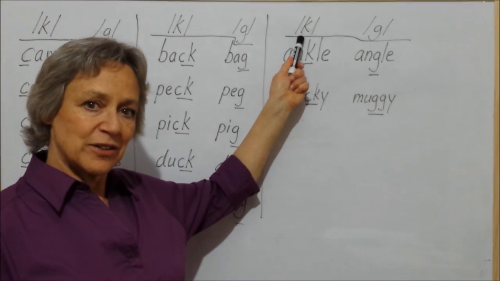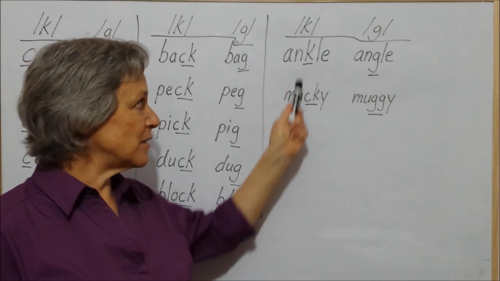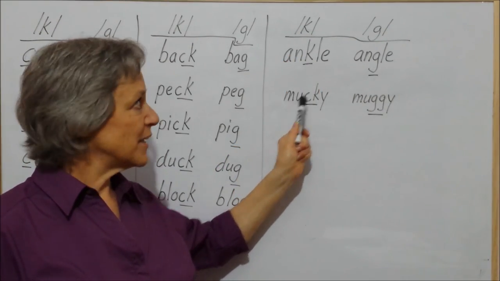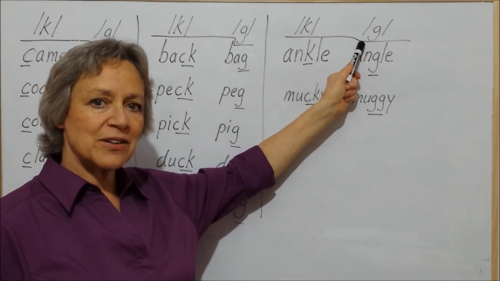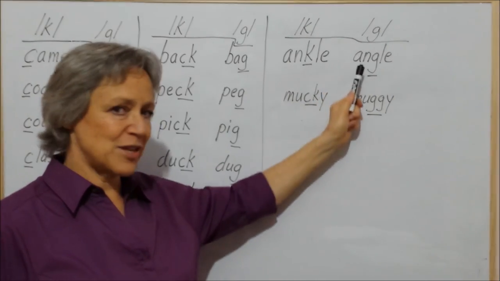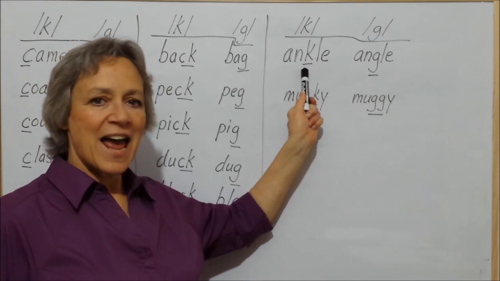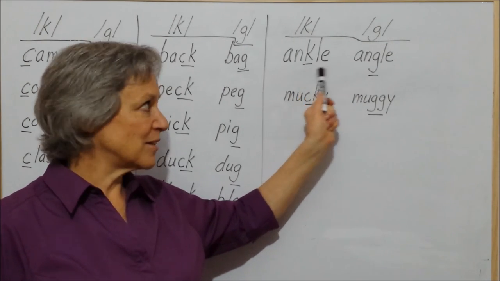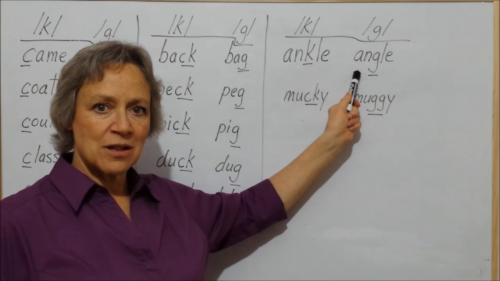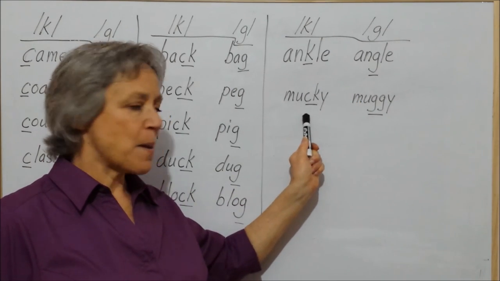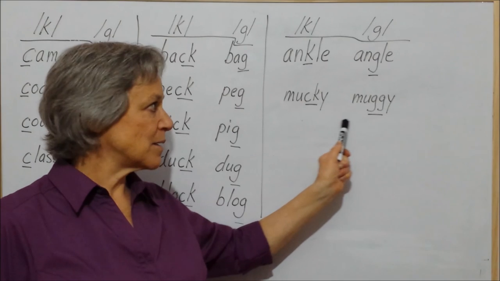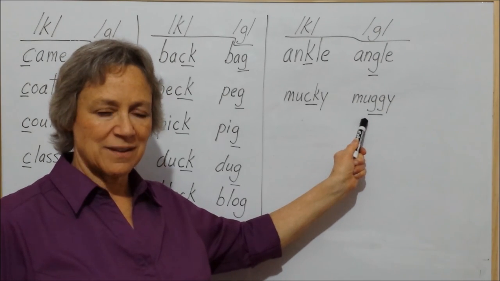The sound k occurs in the middle of these words. The sound g occurs in the middle of these words. Okay? Let's practice. Ankle, angle, mucky, muggy. Let's do it again.